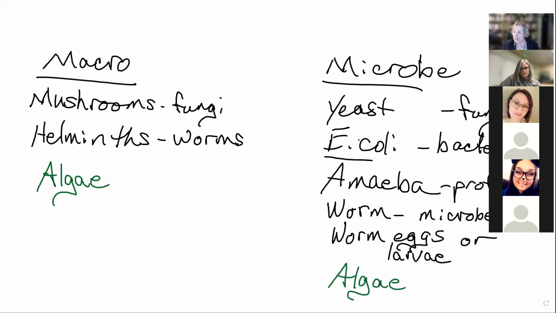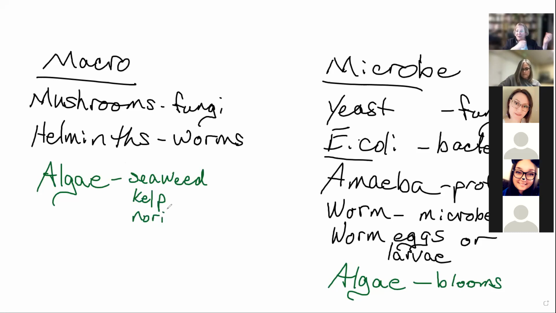All right, so algae actually is under both. With the blooms that you were talking about, the algae that forms blooms, they are microscopic. We can only see them underneath the microscope until we get to blooms and they form the pond scum. But we do have multicellular algae that we call seaweed or kelp. Or if you like sushi, nori. So there are some things where we've got macroscopic examples and microscopic examples.